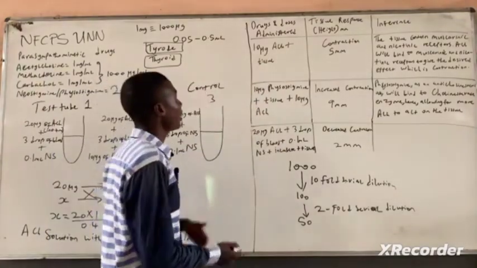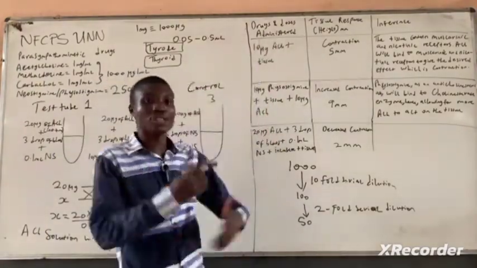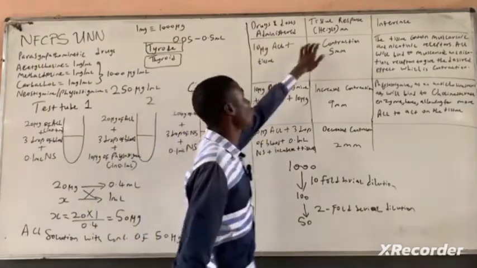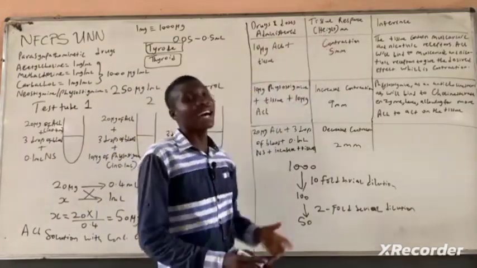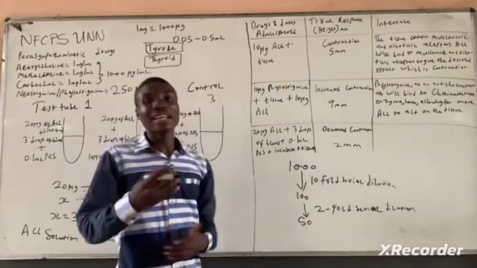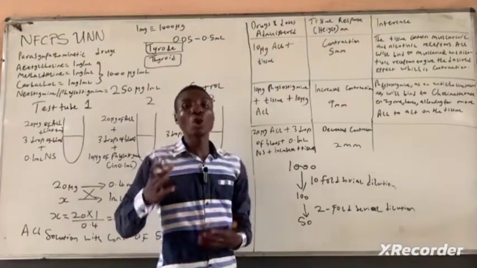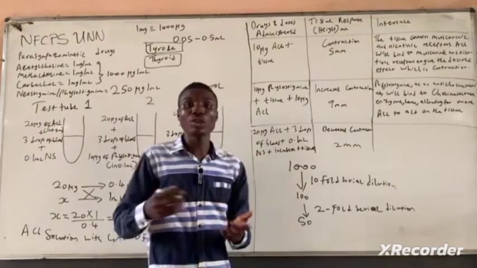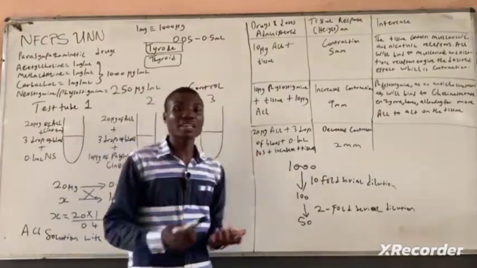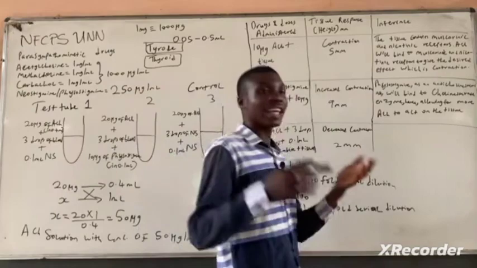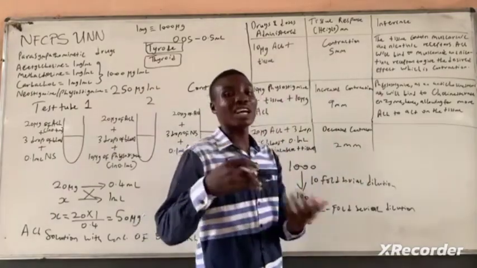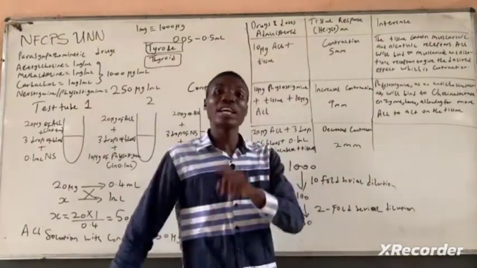So when you are reporting this experiment, you have the drugs and doses administered, which is in your manual, and then the tissue response. Then under it, you have the height. The height can be in millimeter, the height can be in centimeter, so you must inquire from your coordinator to know which unit you must use. During my time, we used millimeter, but your coordinator tells you what to do, because that's what he or she is going to be working with in your marking scheme.